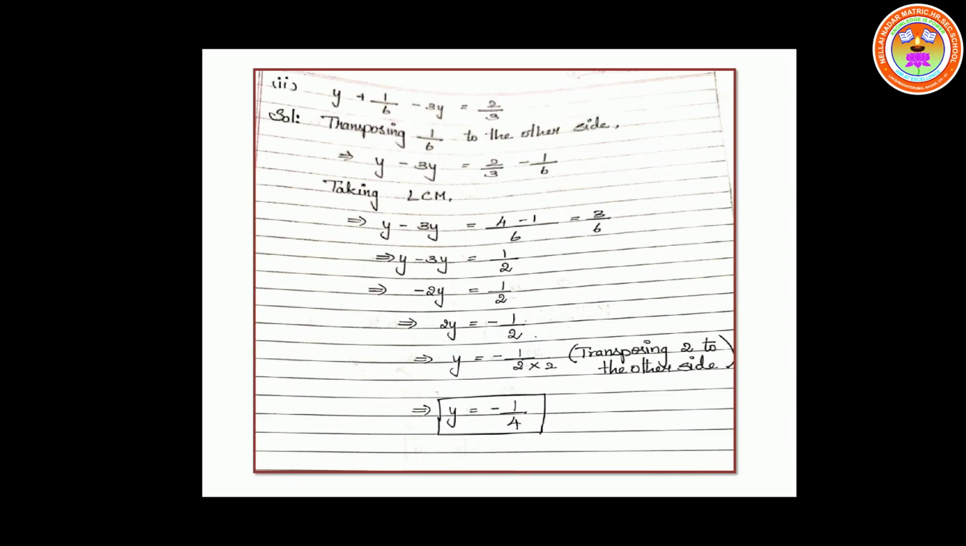Next I have to find what is the value of y. y + 1/6 - 3y = 2/3. So here in this equation it is a linear equation and there is only one variable y. So to find the value of y, first I am going to transpose the constant term to the right hand side.